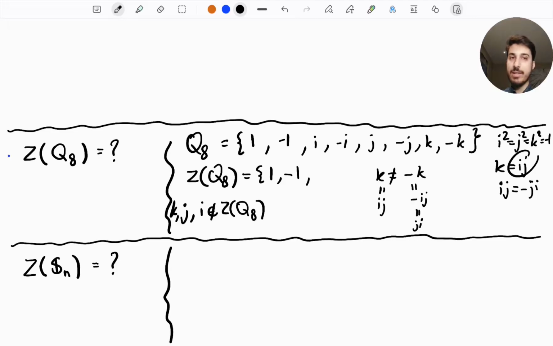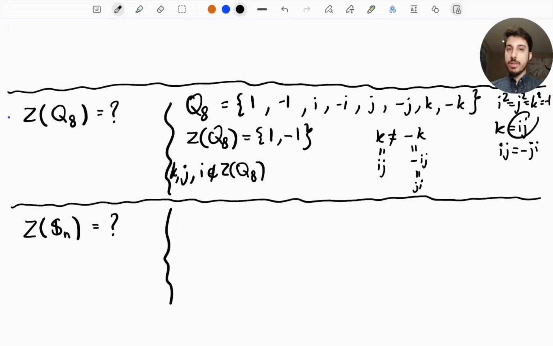So because i, j, and k are not in the center, it's reasonable to say that minus i, minus j, and minus k are not in the center as well, because they're just minus 1 times i. So none of these elements here belong to the center of Q8. So the center of Q8 only contains 1 and minus 1. All the other elements do not commute at one point or another with some element in the group, which means that this is the center of Q8.